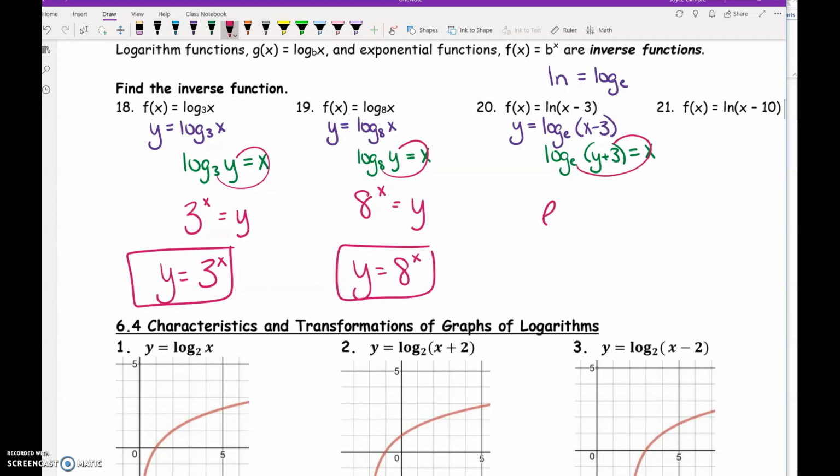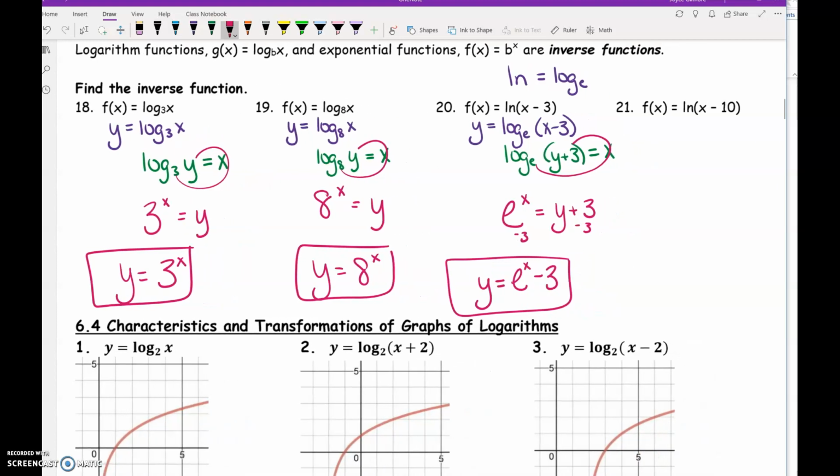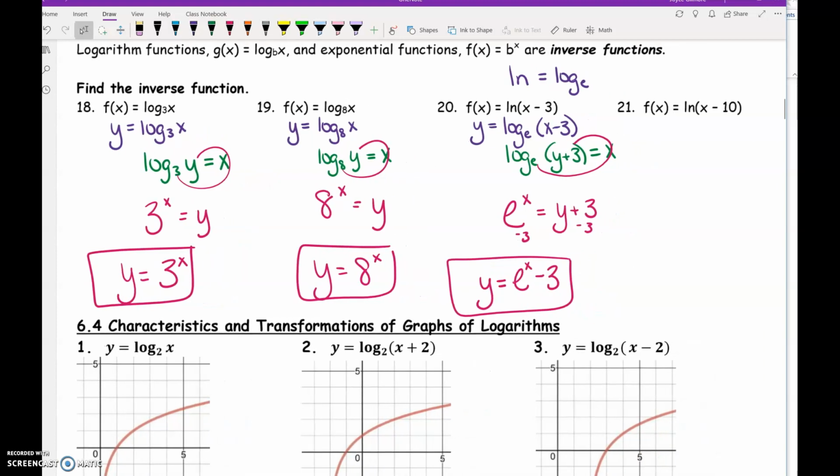Woo! E to the x equals y plus 3. We need to get y by itself, so our next step would be to subtract 3 on both sides. So e to the x minus 3 equals y. And again, just to make it look nicer, put the equals y on the other side. There's our inverse. I want you to pause the video, try number 21 on your own. Be brave, give it a try.